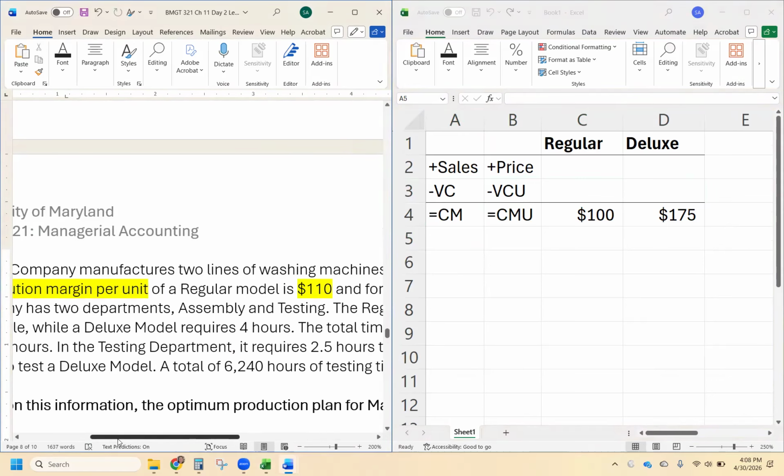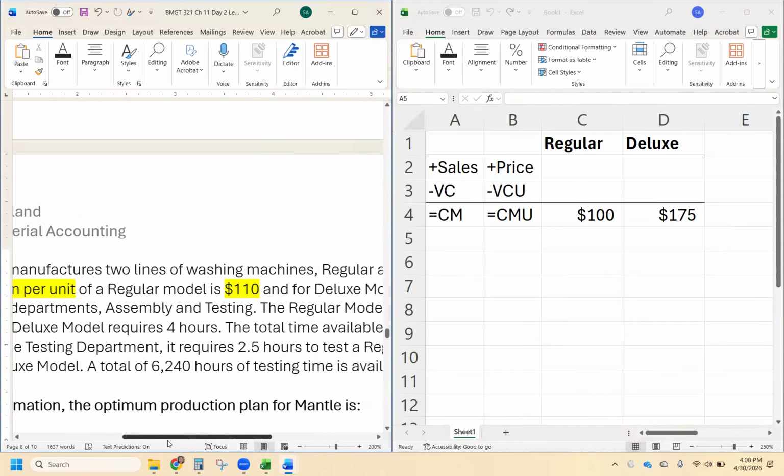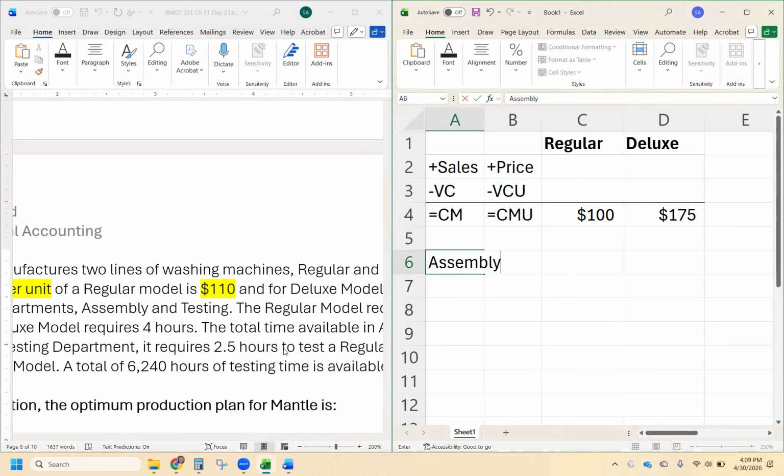So I'll keep reading. The company has 2 departments. Dang it, there's more. Assembly and testing. Okay, so I could either put those as columns or rows, but I genuinely would say, I don't want to do columns because that's too wide. So I'll do assembly and testing as rows. And I don't know what it's going to tell me about it, but I'll put it in there. So now I'm constructing a grid for myself.